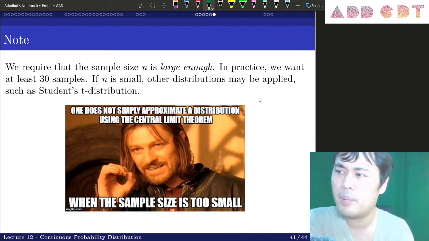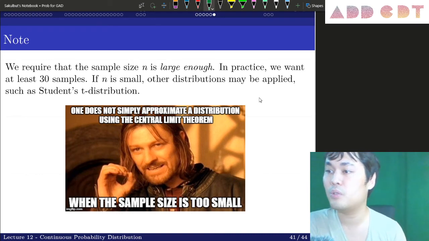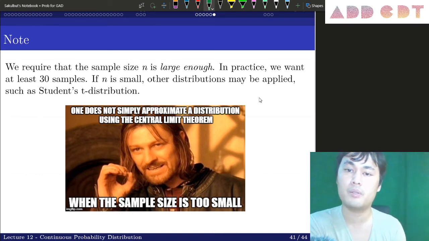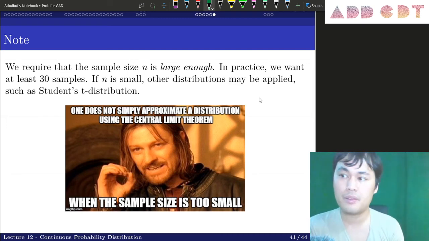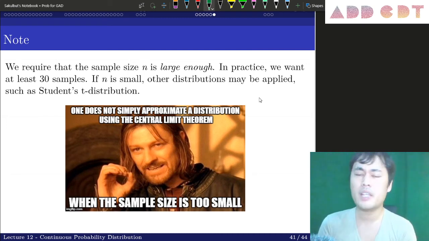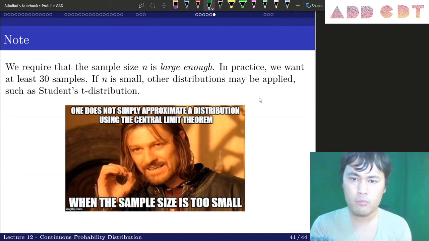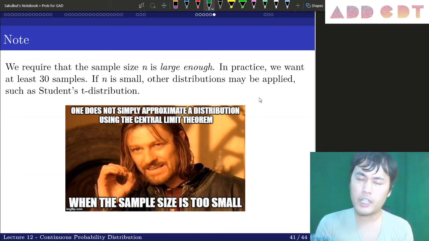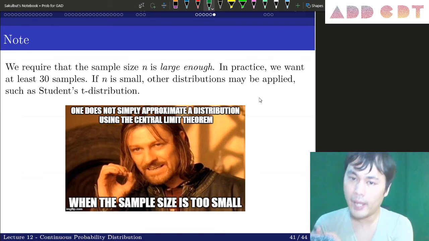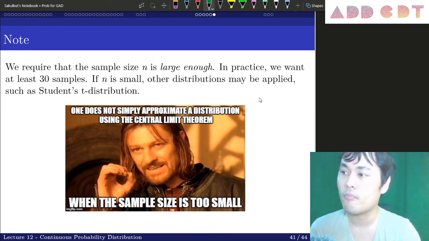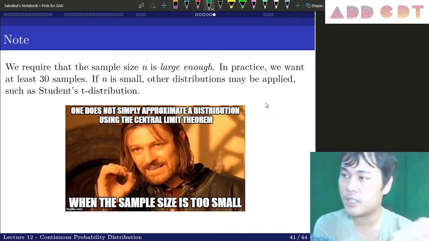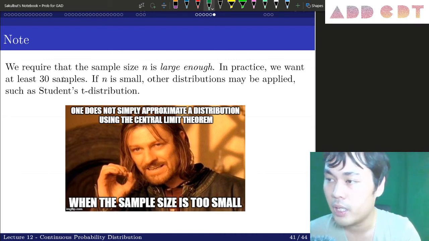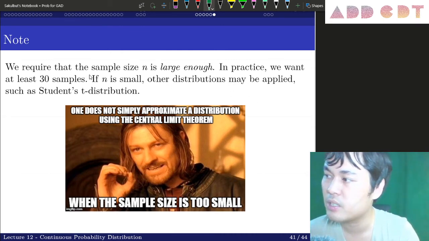But in practice, as a rule of thumb, we need to have at least 30 samples. If you collect any data, make sure you get at least 30 samples, so that the sample you pick is going to give you an average that is pretty close to the actual average. If you pick just 1 or 2 or 3, it can be skewed to either the left or the right. If you pick enough, then that's going to be close to the average.